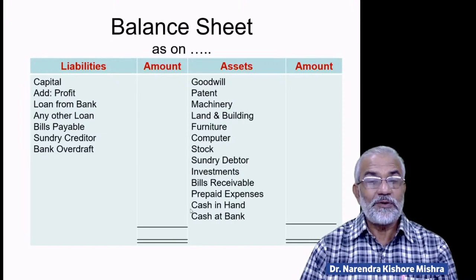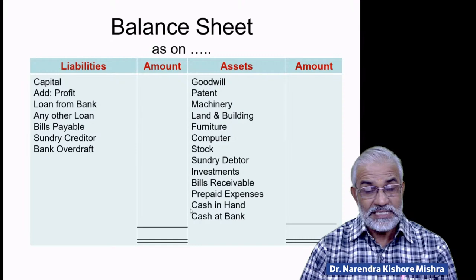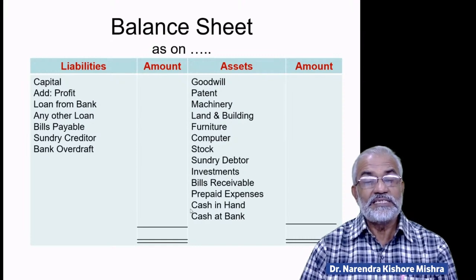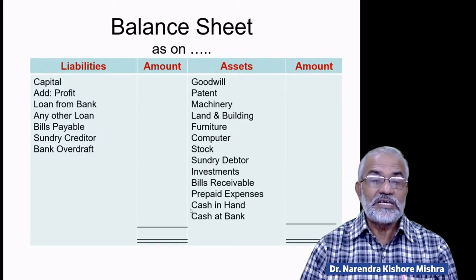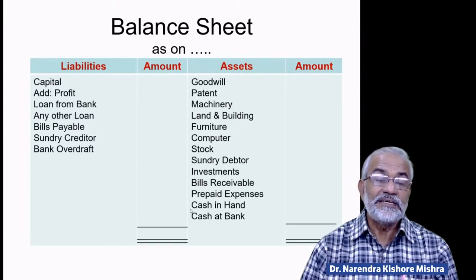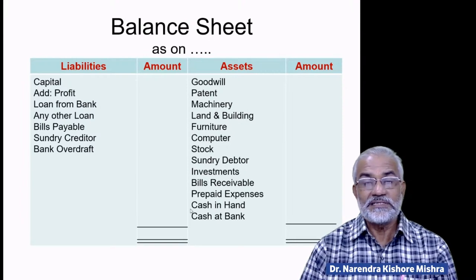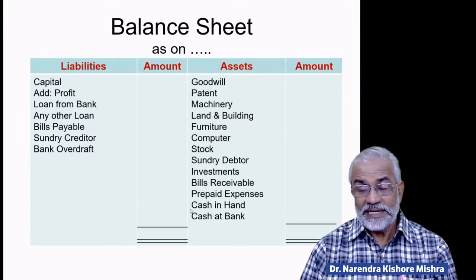So the amount of net profit is payable by the business to the owner. That's why it is receivable by the owner. So it will increase the owner's equity. So it has to be added with the capital, being a liability. Just reverse in case of a net loss.